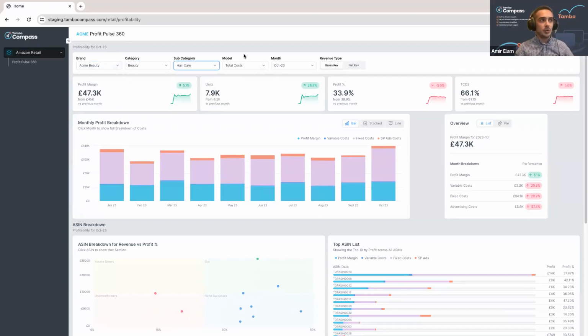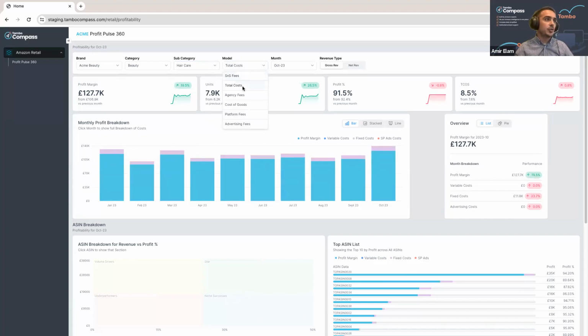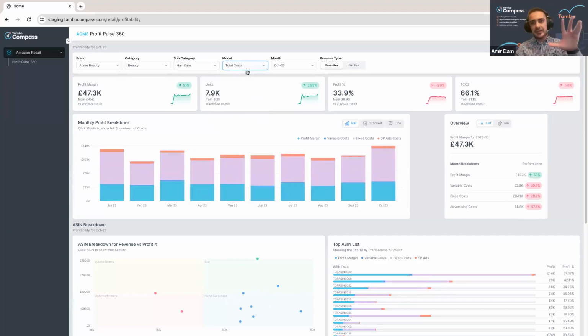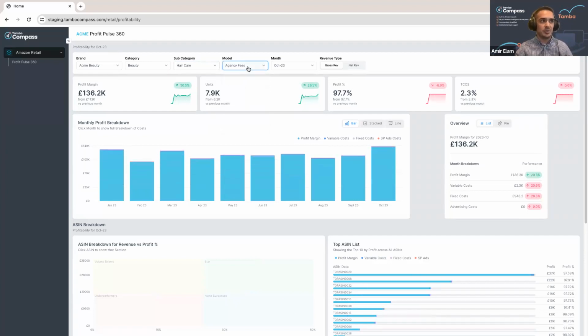Then we have the model filter, which essentially allows you to scroll through different cost types. In this instance, we have subscriber save fees, for example. We have total cost, which gives you everything, all the costs put together, cost of goods, platform fees. Another one we've been asked for by our clients is agency fees. If you work with an agency like us, you will want to know how that impacts your overall margin.